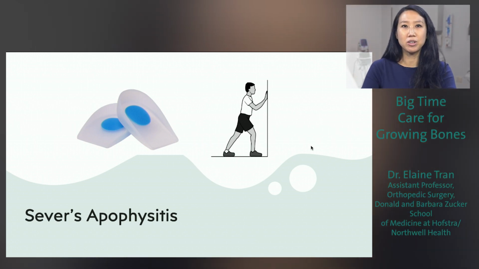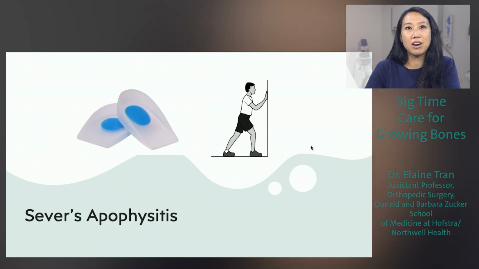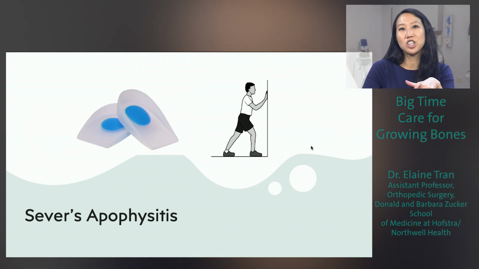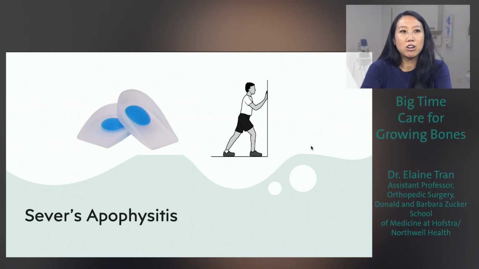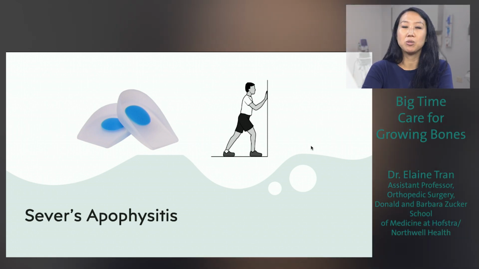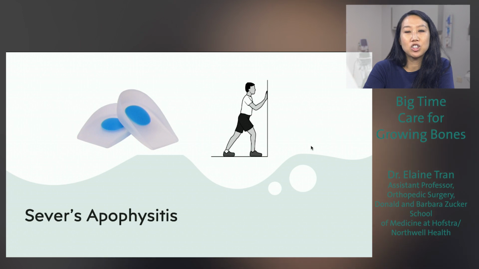Some things you can do, we always recommend these over-the-counter gel heel cups. There's a picture of them on the left, and essentially you're just adding a little extra cushion to the shoe. You want it to be nice and soft and squishy in the middle, usually like a silicone pad. I have seen some over-the-counter that are hard, and you don't want hard ones, you want soft ones to provide a little extra cushion in that area. Stretching the calf is helpful, so stretching the muscle that attaches to that growth plate is very helpful.